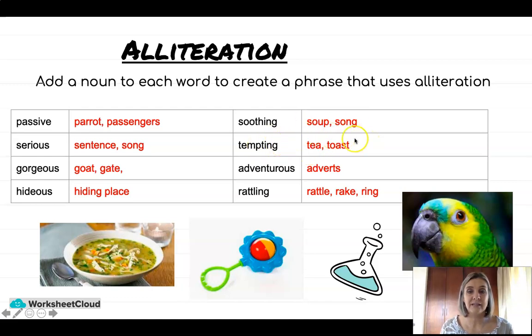And yes, I'm always tempted by having a piece of toast with peanut butter and syrup. One of my favorite things. Adventurous adverts. Rattling rattle or a rattling rake or a rattling ring or a rattling rattlesnake. How did you do?